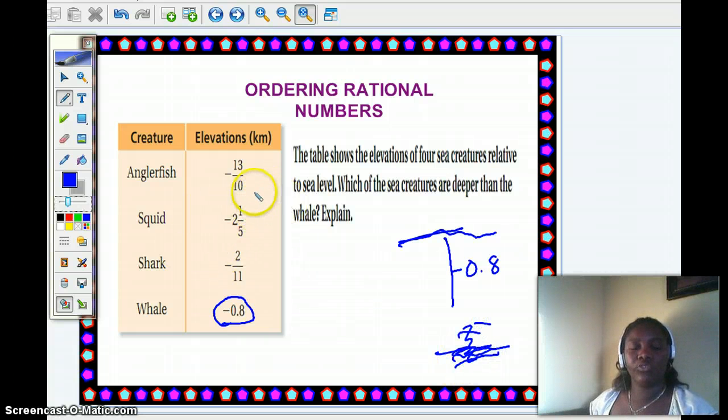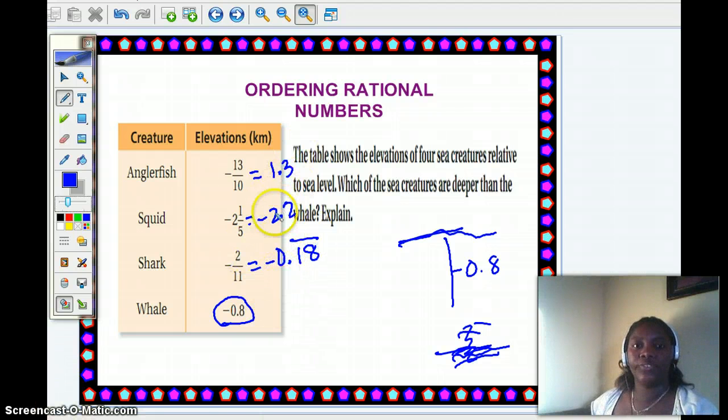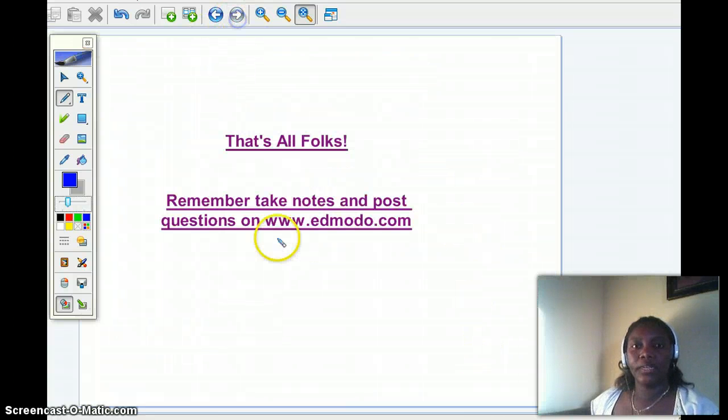So first thing we want to do is to go ahead and change these numbers to decimal form in order for us to be able to compare them. Alright, so this right here is negative 1 and 3 tenths, which will be negative 1.3, negative 2 and 1/5, which will be negative 2.2, and negative 2/11. We divide it on the calculator, we'll get negative 0.18, but the 18 keeps repeating. And once we have all the numbers in decimal form, then it is easy to see that the squid is deeper than the well.